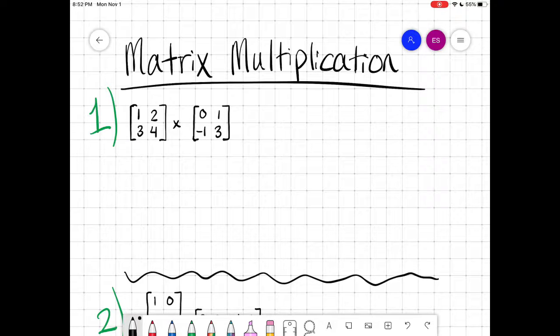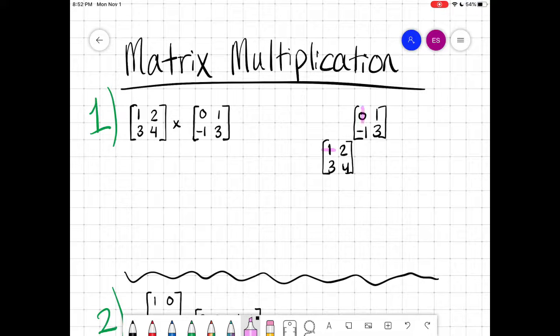Today we're talking about matrix multiplication, so let's go ahead and get started. First thing we're going to do is set up these matrices corner to corner. We put the first matrix in the lower left and the second matrix in the upper right. Our answer matrix is going to go down between them.